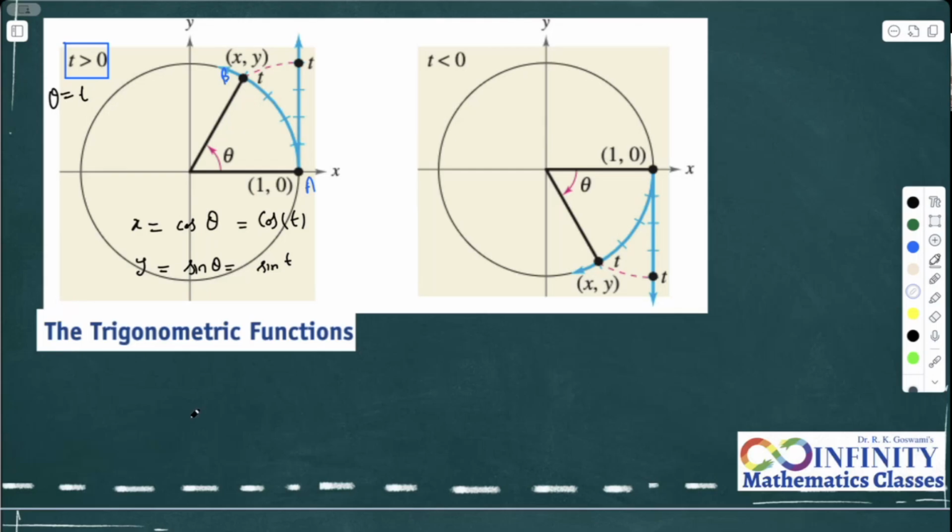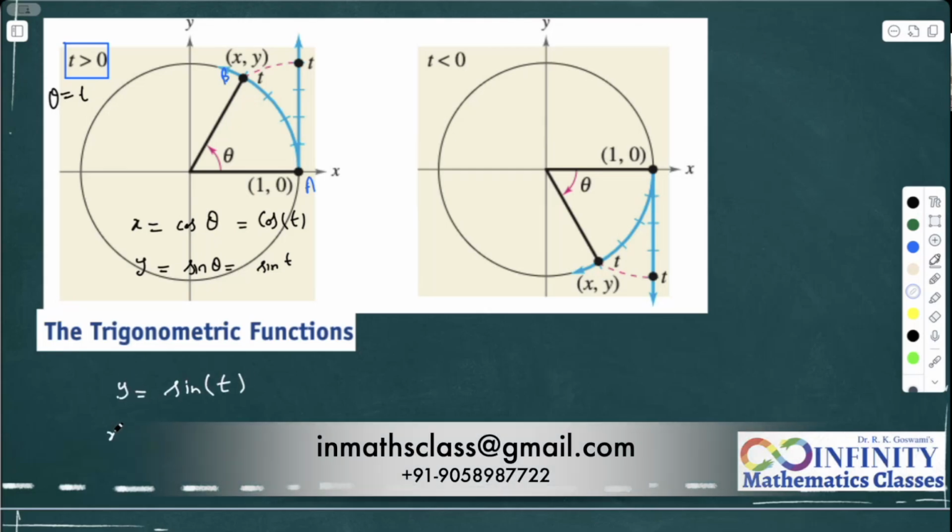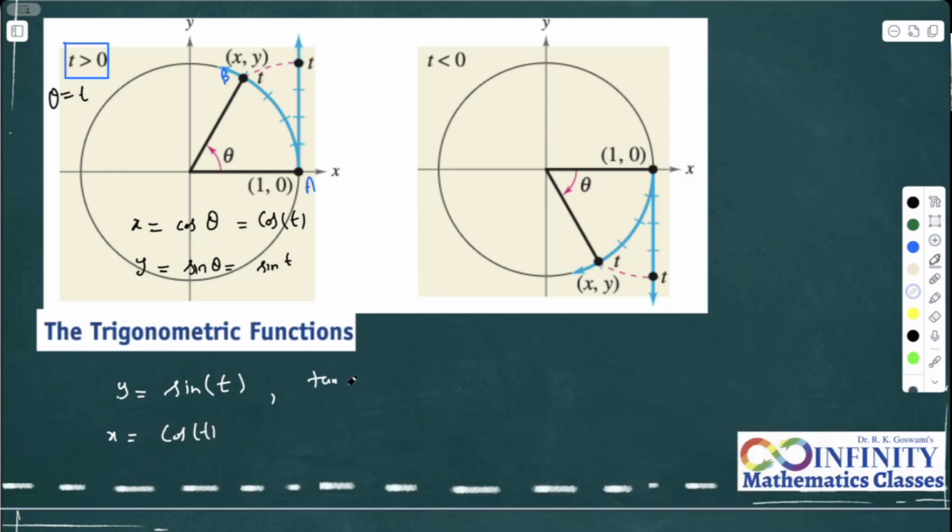So please try to help me. For this question, if I ask you what is my y there, it is sine t. You told me, help me. What is x there? X is your cos t. If I ask you what is your tan t, tan is going to be the ratio of sine and cos.